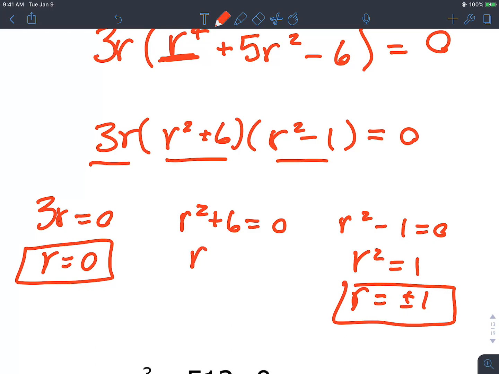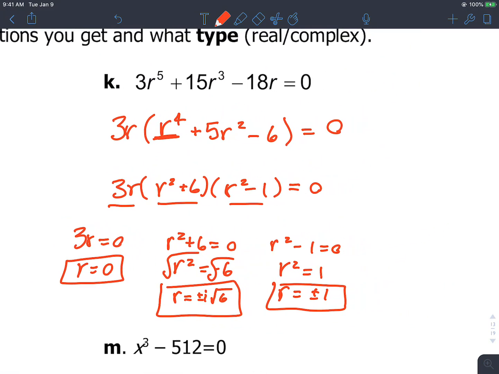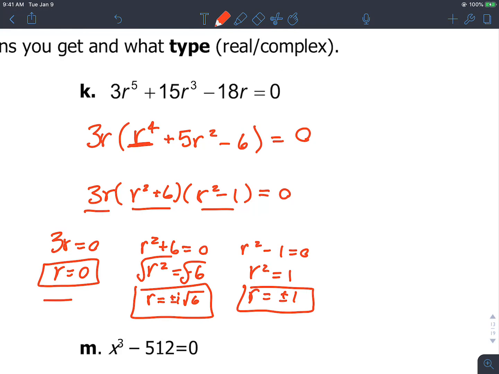Now this other one here is going to be kind of weird because when we subtract over 6 and then square root both sides, that's actually going to get us an imaginary solution. We're going to get imaginary, or i, and then square root of 6 right there, and that's for r. And also one other thing here, if you square root both sides, you need a positive and a negative there. So this one had 1, 2, 3, 4, 5 solutions right there. So this one had 3 real and then 2 imaginary solutions.